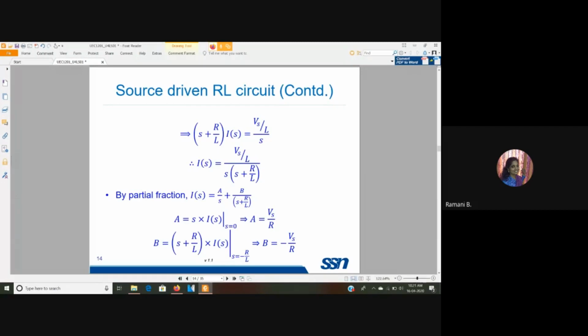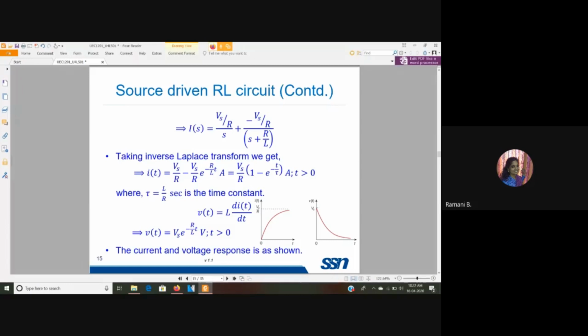From this we have I of s equal to Vs by L divided by s into s plus R by L. Now we need to apply partial fractions, and so far we have been using the Cauchy residue theorem. The same way we can find the values of A and B over here. So we get the value of A to be Vs by R and B to be minus Vs by R. Substituting these values, we get I of s is equal to Vs by R divided by s, plus minus Vs by R divided by s plus R by L.